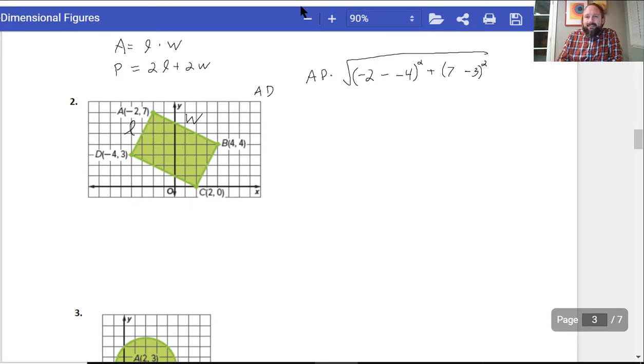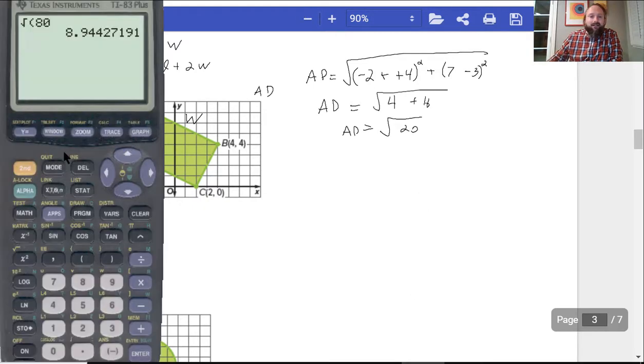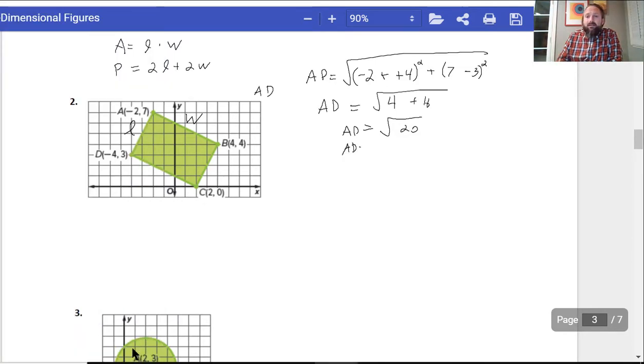So this is AD. Negative 2 plus 4 is 2. Squared is 4. 7 minus 3 is 4. Squared is 16. So we're going to have to find the square root of 20. So AD is equal to the square root of 20. Well, getting out my handy dandy calculator, the square root of 20 is equal to 4.5. So AD equals 4.5.